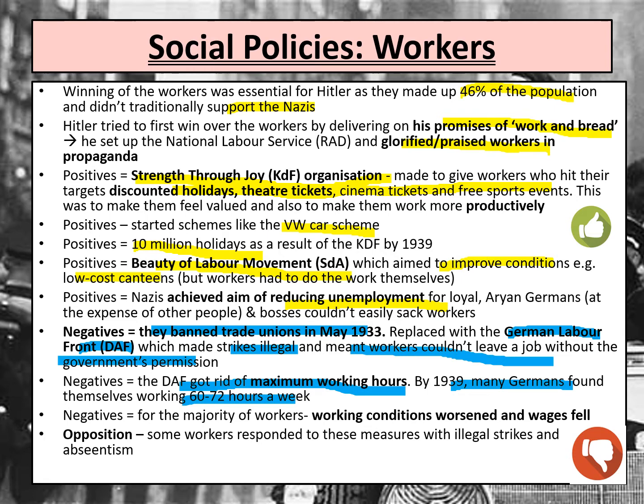So generally, their working conditions worsened, their wages fell because they weren't allowed to increase, and they were having to work for longer hours. So there was some opposition from some workers about this, but the reason why there wasn't this kind of mass opposition is because most people had been placated by things like the Strength Through Joy movement. So generally, policies towards the workers were fairly popular with them. They felt that they benefited from it.